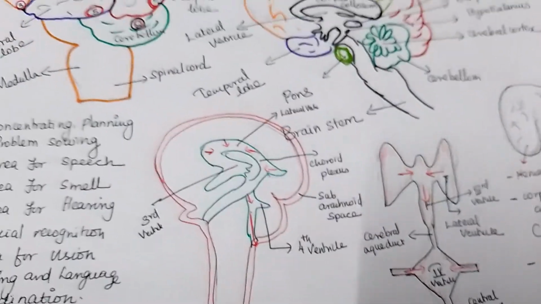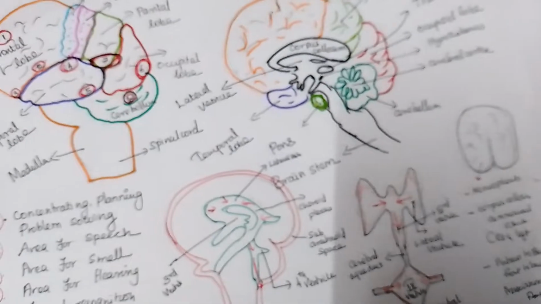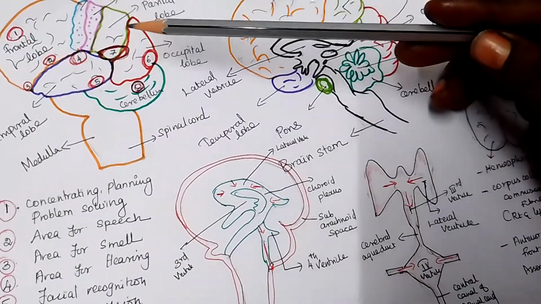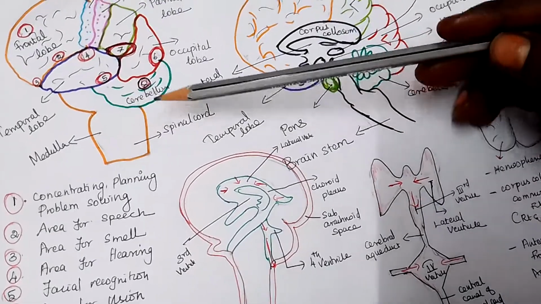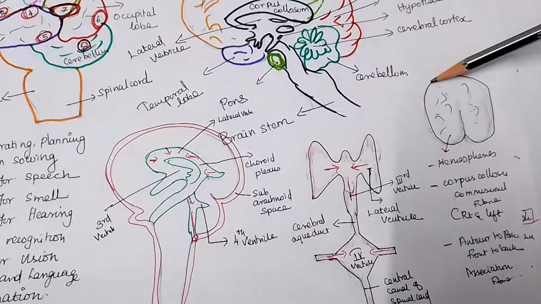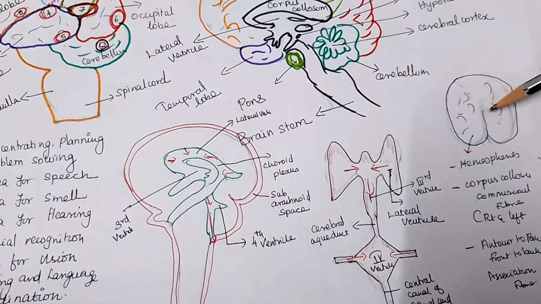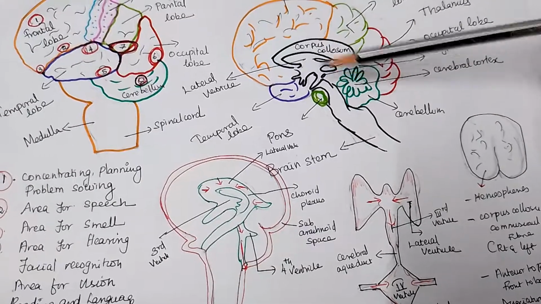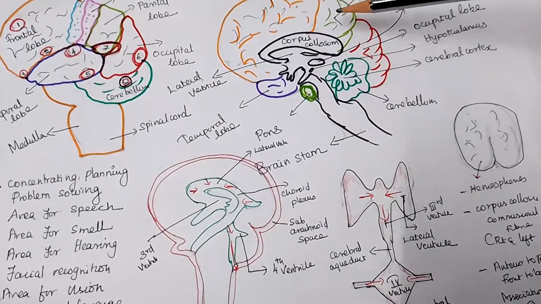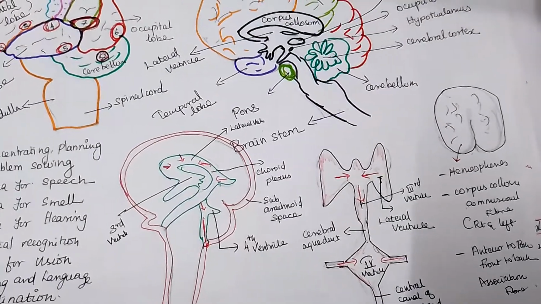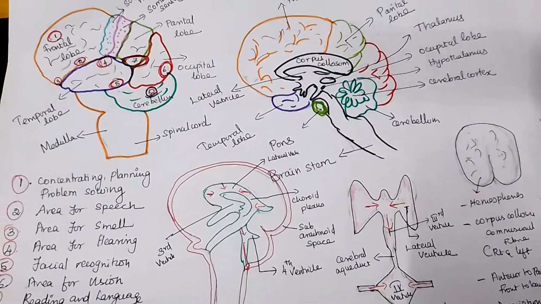Understand? So in this class you have to know the lobes of the brain, the areas of the brain, and the cut section of the brain. Overall, the brain has two hemispheres, right and left, connected by the corpus callosum. In front and back they are connected by association fibers, right? Because brain means multiple neurons are connecting.